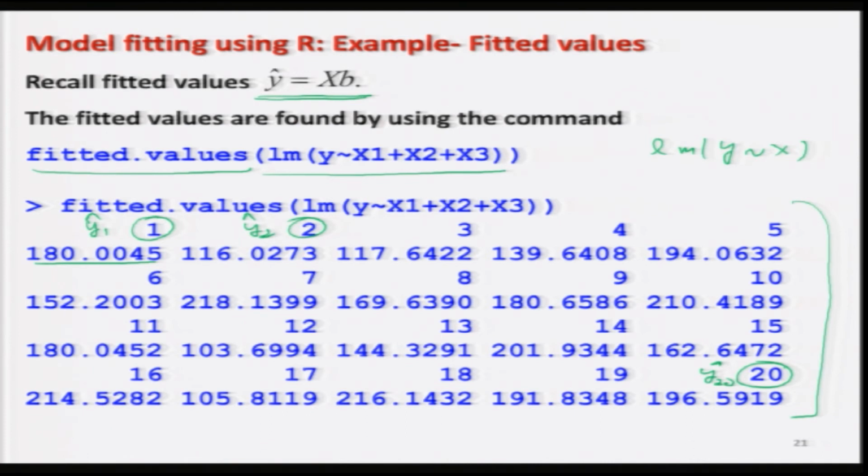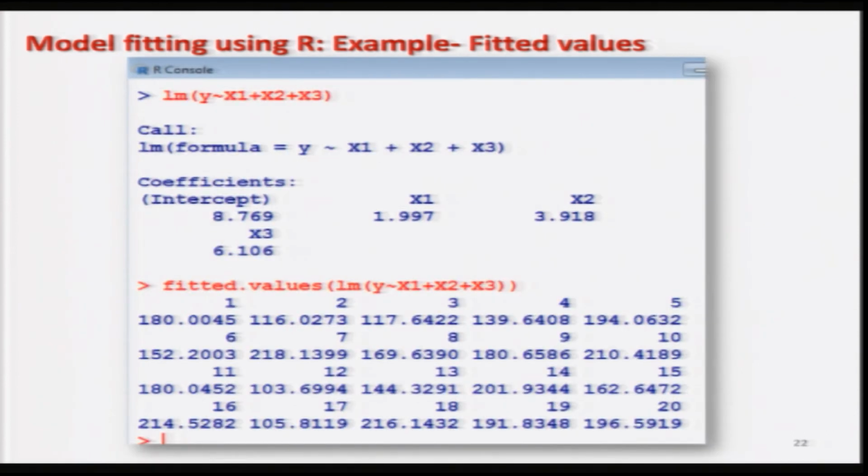And now you can compare these fitted values with your observed values of y. It is something like this. If you use the values of x1, x2, x3 for the first set of observations in the fitted model, then you will obtain the value of y as here, which is y1 hat. And similarly, if you use the second set of observations on x1, x2, x3 and substitute those values in the fitted model, you will get the value 116.0273, which is y2 hat, and so on. And this is the screenshot of the same outcome.